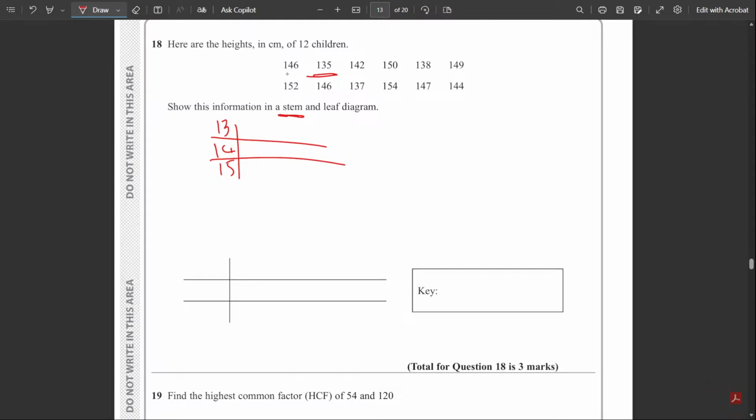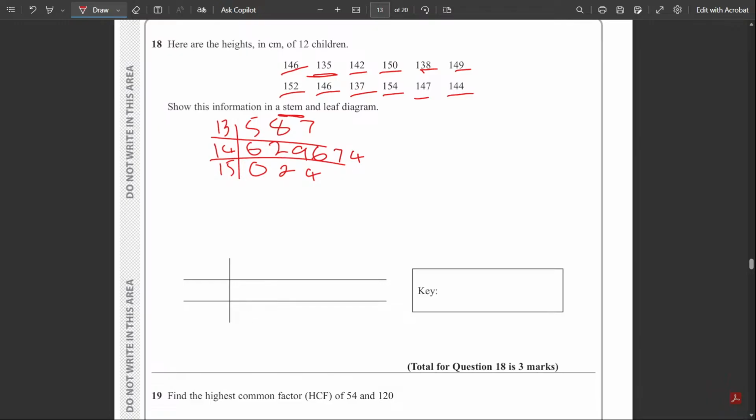So the first one is 146. So there's 6 here. Then 135. Then 142. Then 150. Then 138. And then 149, then 152, 146, 137, 154, 147, and 144. Okay, so now this is all the leaves we managed to do.